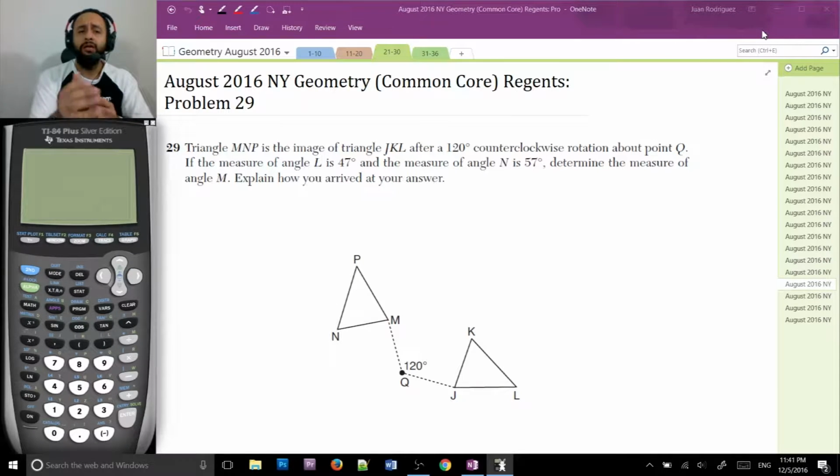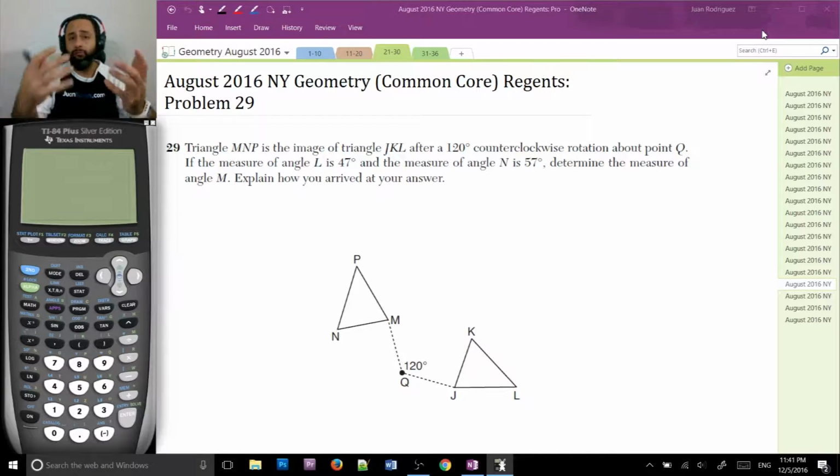So here's the problem. Triangle MNP. Now I'm going to read this as I would if I were taking the Regents. By the way, I would read this about 4 times, okay? If you read it once and don't get it, read it and then read it and then read it again. It's actually expected that you read it 4 times.